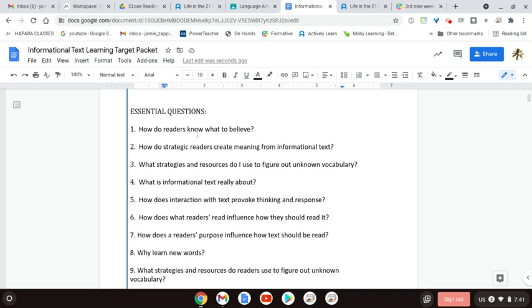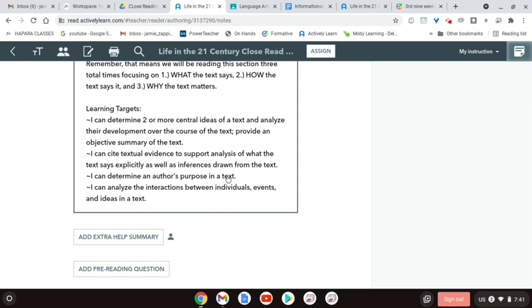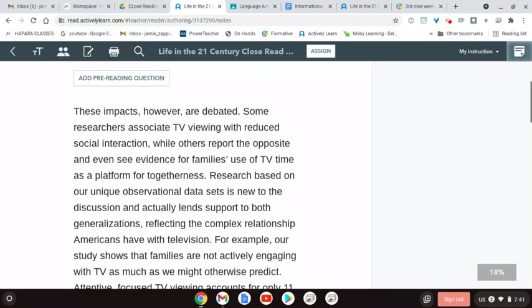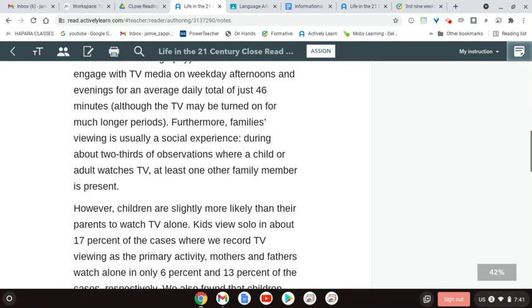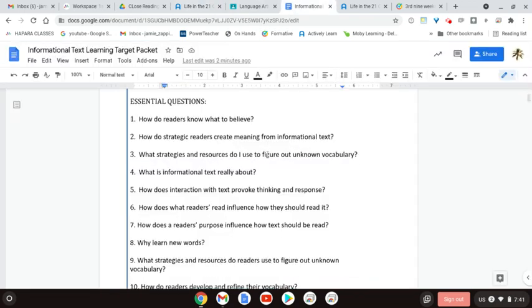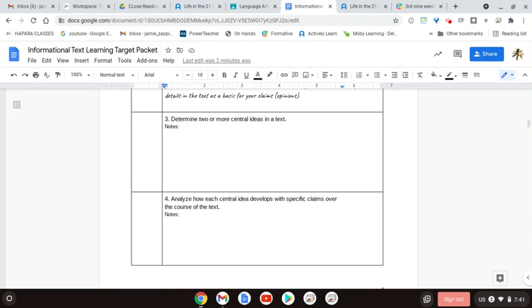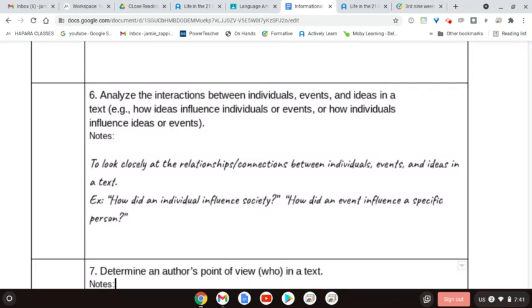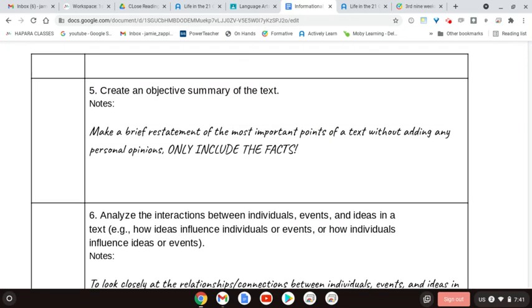As we close read this text, we're going to be reading through it 3 different times. The first time we're going to be reading through it for what the text says. As we read through it for what the text says, you'll be reading over the 2 paragraphs provided, and then in phase 1, you're going to write an objective summary of the text. When you create an objective summary of the text, we are focusing in on learning target number 5, which says to create an objective summary of the text.